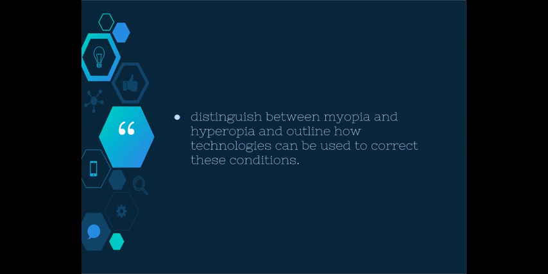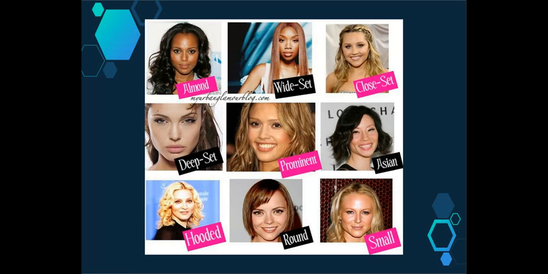This video is looking at the syllabus dot point, distinguish between myopia and hyperopia, and outline how technologies can be used to correct these conditions. The ability of the eye to function effectively in refracting and transmitting light depends on the shape and size of the eyeball and the clarity of the structures within the eye.